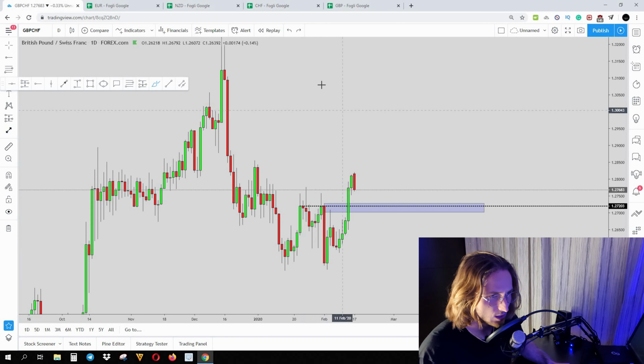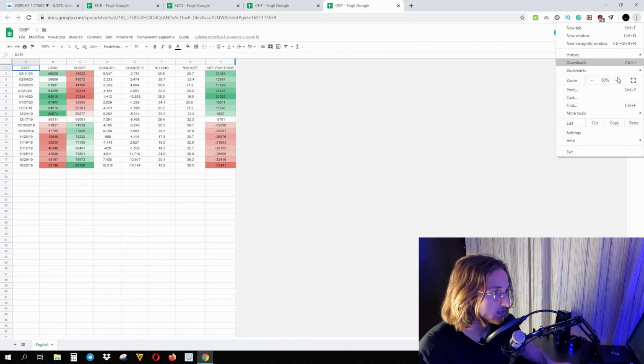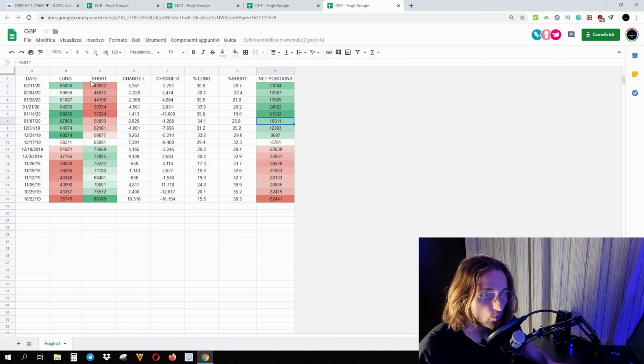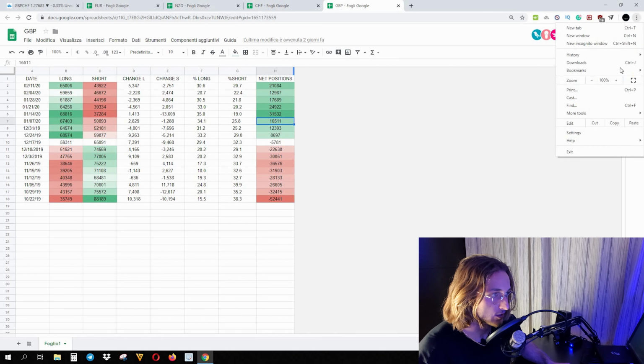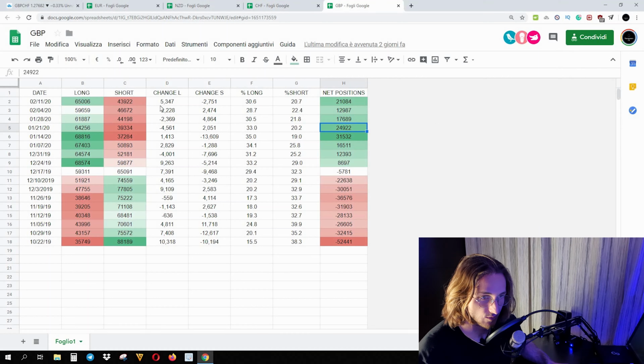So if we go and see what we have from a COT perspective, so basically what hedge funds are doing on the pound, what we can see here is that clearly with the last report, they have added 5.3k longs. So we have a lot of longs adding here. With the last report, 5.3k longs and closed 2.7k shorts. So net positions went from minus 52k all the way up to plus 21k.